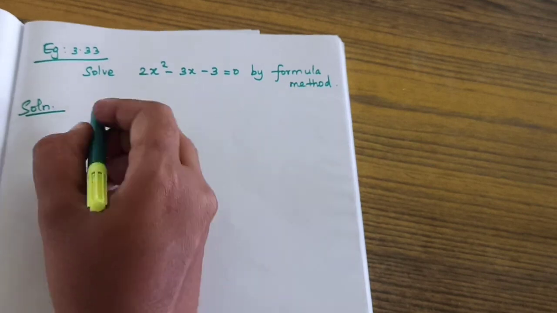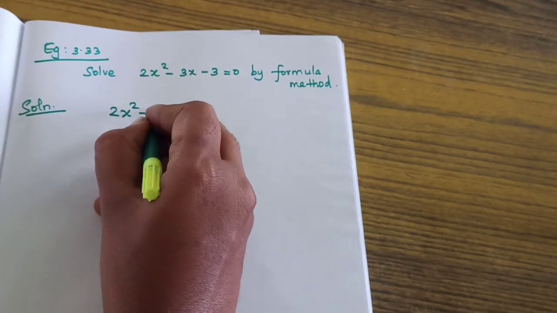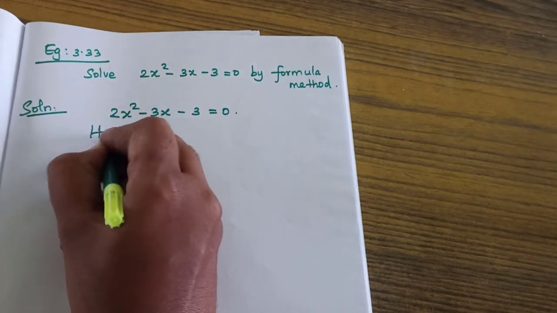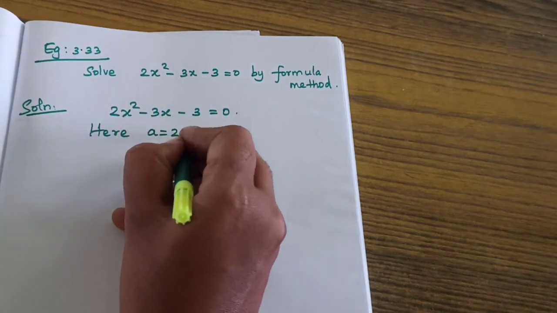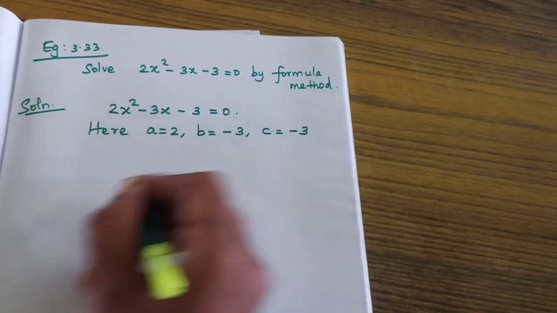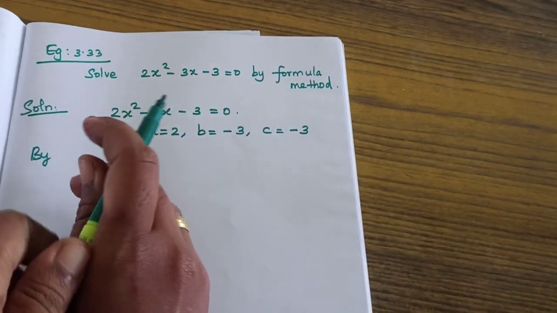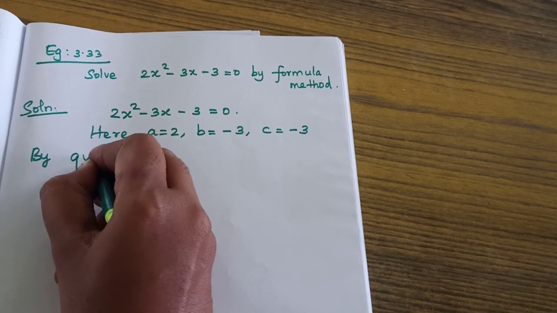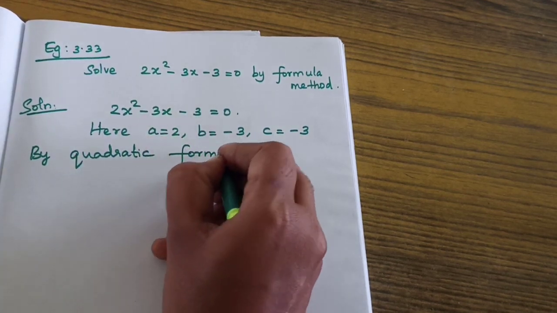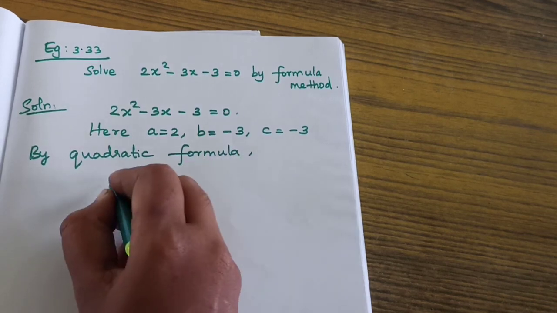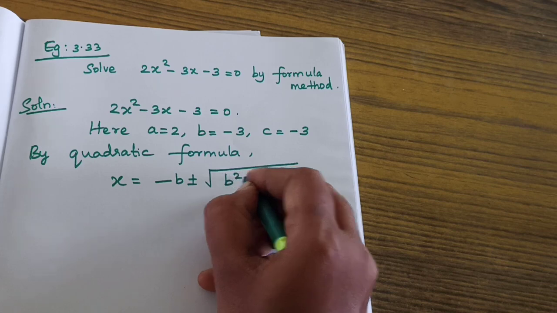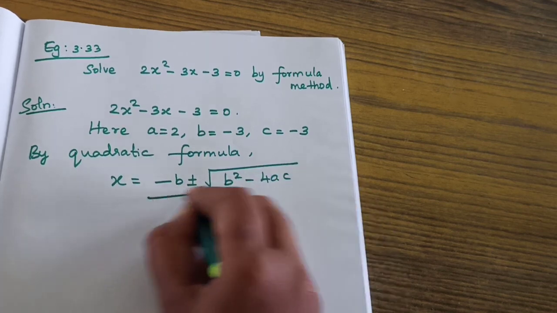Solve this one by formula method. So just write the given equation equal to 0. And here, what is the value of a? 2. B value minus 3. C value minus 3. Then by quadratic formula. What is the formula? By quadratic formula, x equal to minus b plus or minus square root of b squared minus 4ac, the whole divided by 2a.